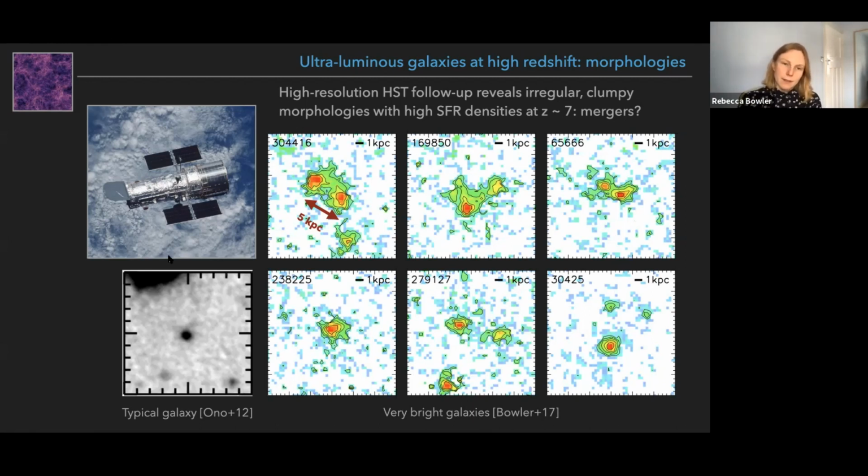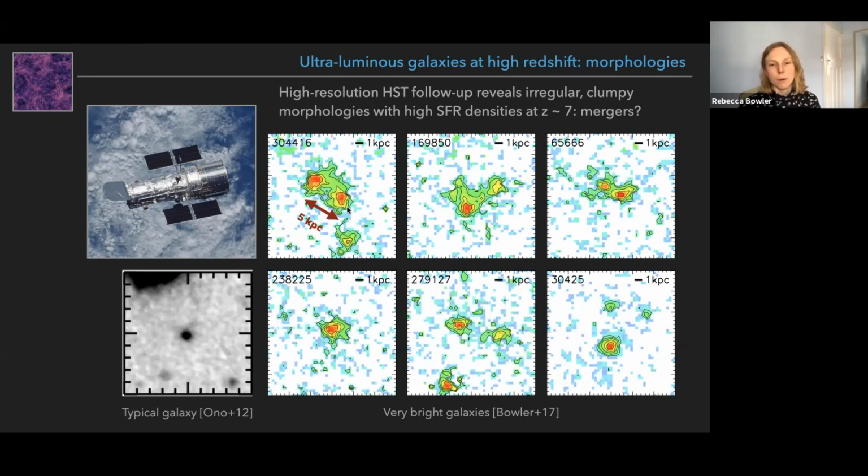So this on the bottom left is just to show you again what a typical galaxy looks like. So what a fainter galaxy at redshift 7 looks like in Hubble. It's just a blob usually, very slightly resolved, but basically not that interesting at all. And then to compare this with what we found for these very ultraluminous sources, again at redshift 7. So this color scheme seemed like a good idea at the time, but basically it highlights that these objects are very, very clumpy and really, really extended, much more interesting than the typical source.